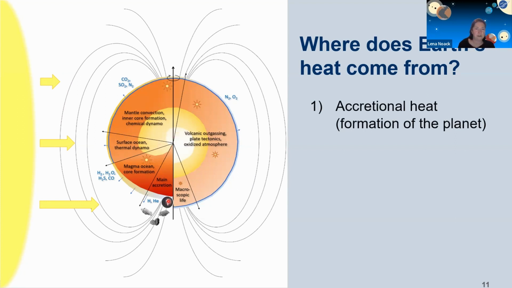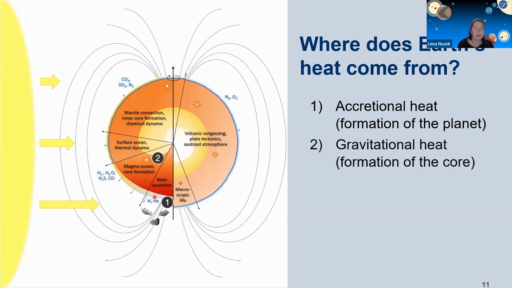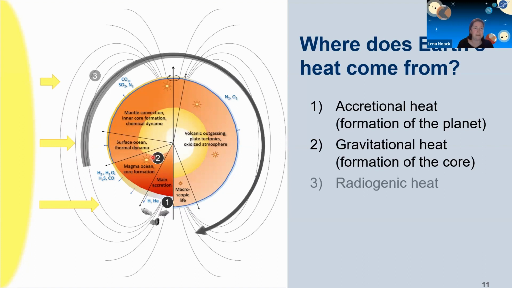And the first energy source that we have is, of course, we can understand it quite easily. If we create a planet, we bombard the planet, we bring energy together. And this is actually leading to a large energy source, accretion heat, we call it, at the beginning. When the core is forming due to the sinking behavior of the heavy iron towards the center of the planet, we also release energy. We call this gravitational heat, which is released rather at the beginning of the evolution of a planet.